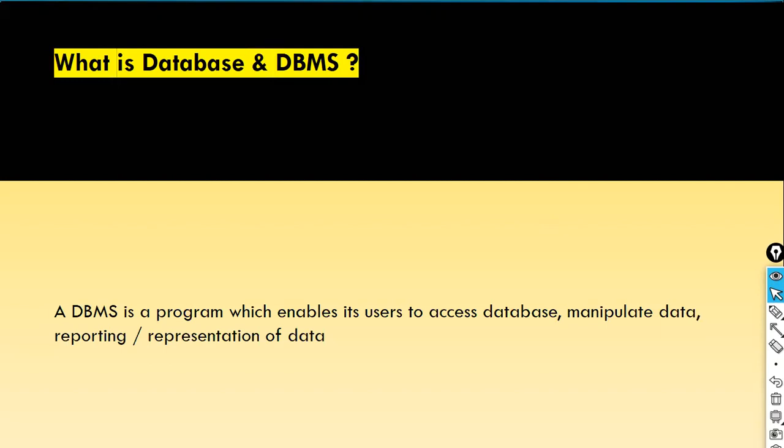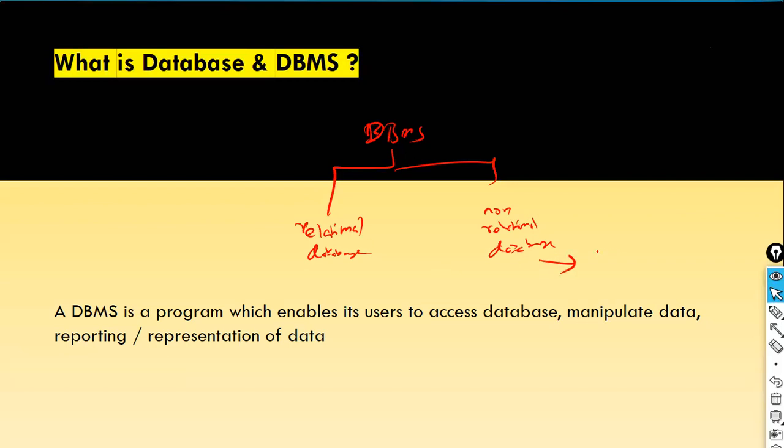There are 2 types of database management systems. One is the relational database management system, and the other one is the non-relational database. Relational database and non-relational database. Okay, and what are the non-relational databases? What are the examples for these?